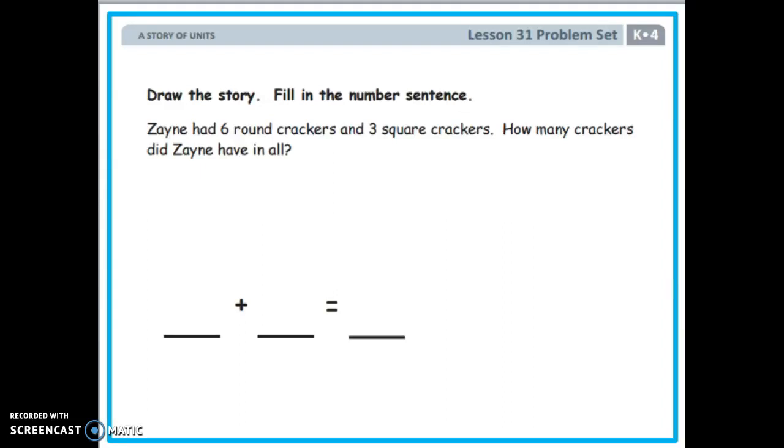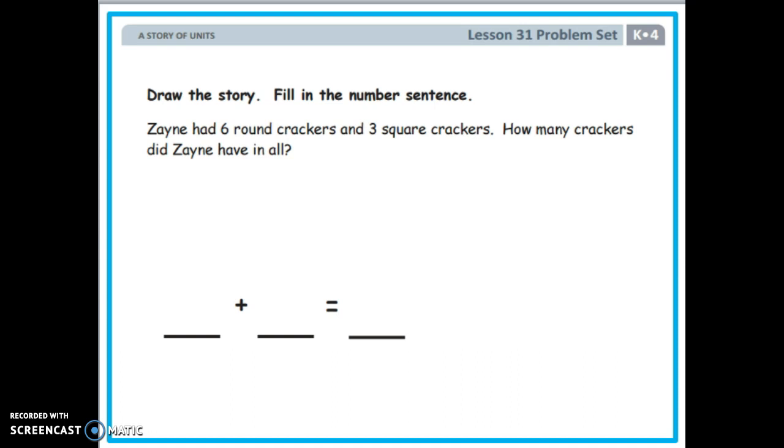Hi boys and girls, this is lesson 31 problem set. Please be sure that you have a pencil and a basket of crayons near you. You're going to need a couple crayons for this activity today. Okay, let's get started. Today you're going to practice drawing the story.